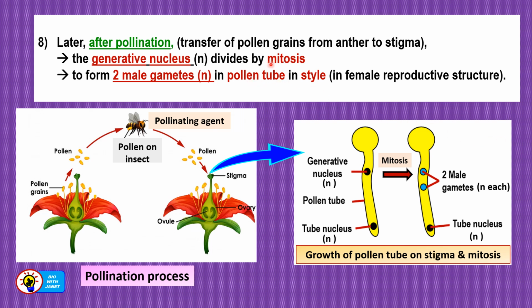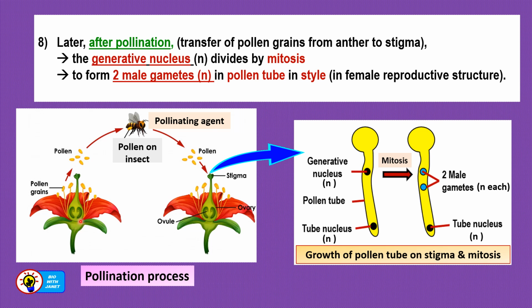Now, after pollination, that means the transfer of pollen grains from the anther of a flower to the stigma of a flower, the generative nucleus divides by mitosis to form 2 male gametes, sometimes they are called male nuclei, in the pollen tube that grows in the style, which is part of the female reproductive structure.